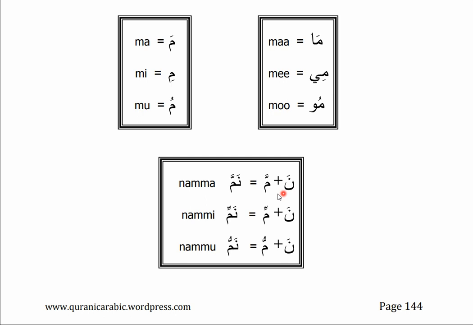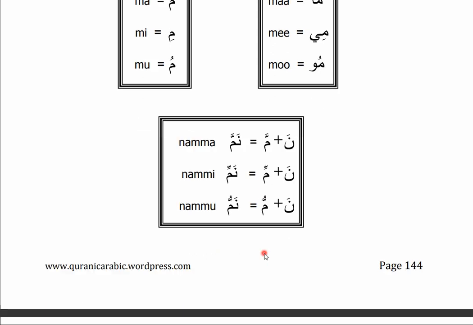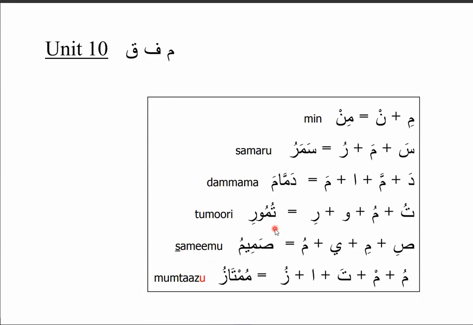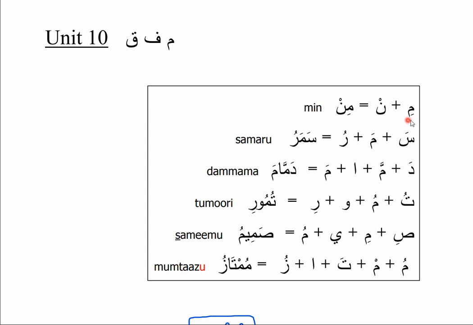So how do you pronounce this? Namma, nammi, nammu. So the first sound you are going to stop and pause on, and then you need to pronounce the other Mim with the corresponding harakas. So let's go quickly with all these random words.